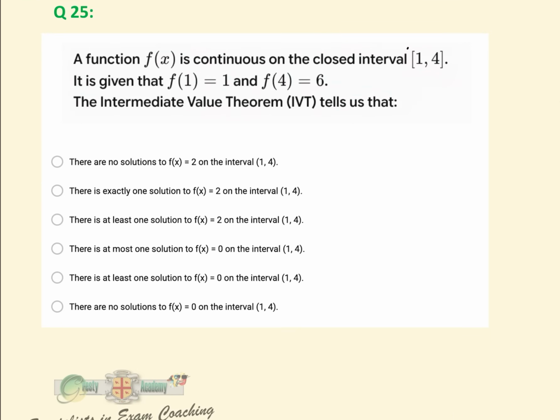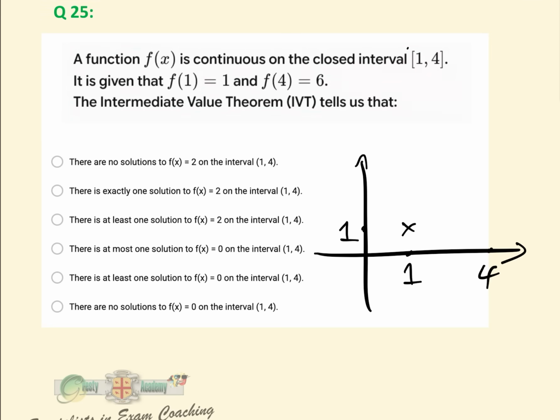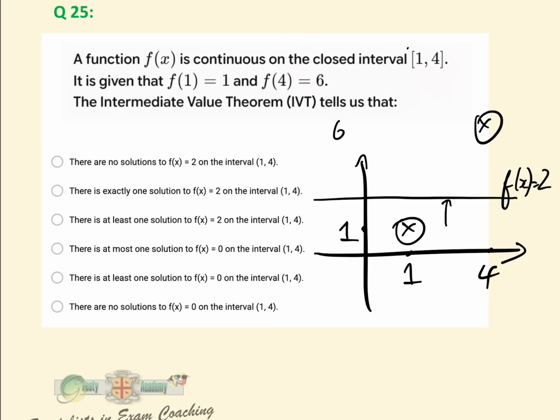This is the final one. So it's continuous on the interval 1, 4. Okay, well, let's draw 1. Let's draw 4. f of 1 is 1. And f of 4 is 6, somewhere up here. The intermediate value theorem tells us, okay, which one of these 5? There's no solution to f of x equals 2, so it's looking at f of x equals 2, which is this line here. That's f of x equals 2. Well, clearly, if f of 1 is 1 and f of 4 is 6, it has to cross this line somewhere, so it certainly isn't that one.